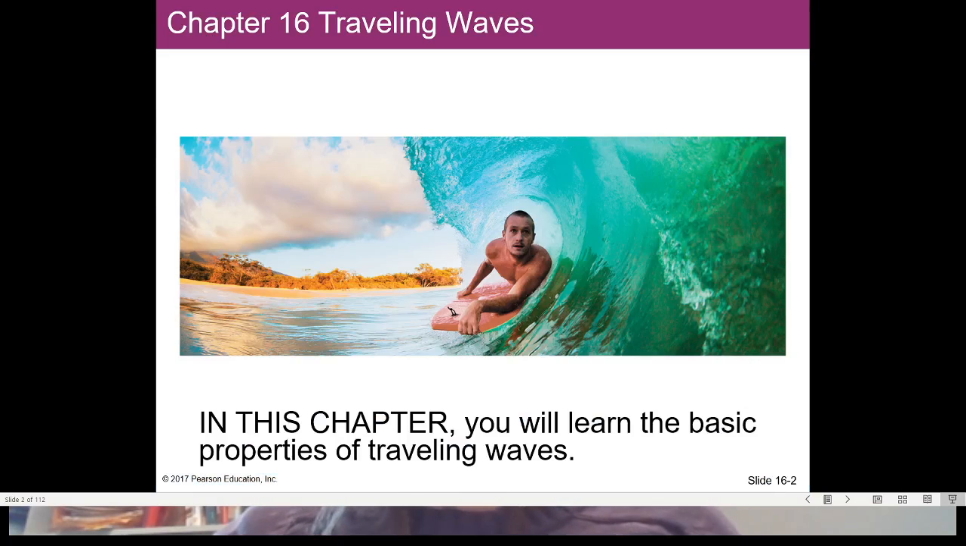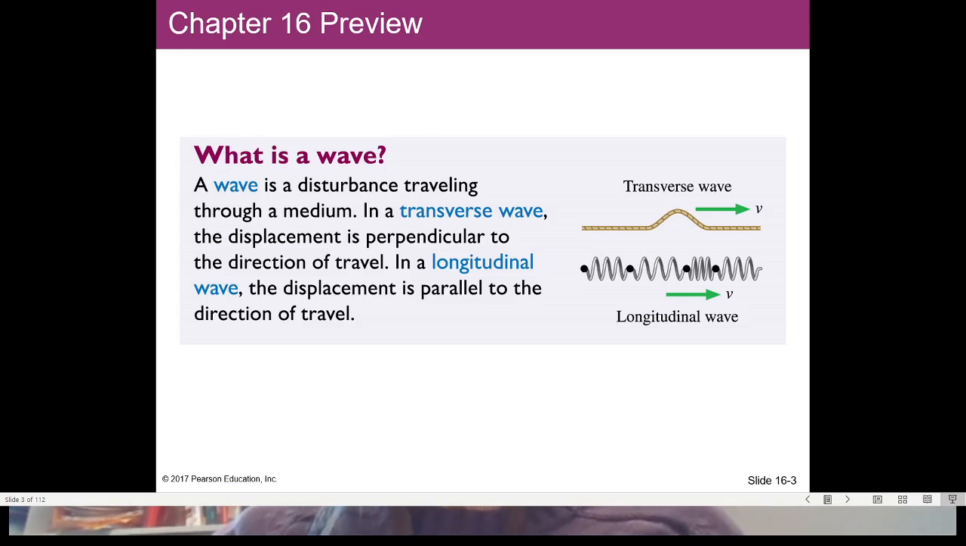Okay, so as the title suggests, we're doing traveling waves in this chapter. So what is a wave? Well, we're going to find out that it's a disturbance traveling through a medium, right? So the medium tells you what exactly is waving.